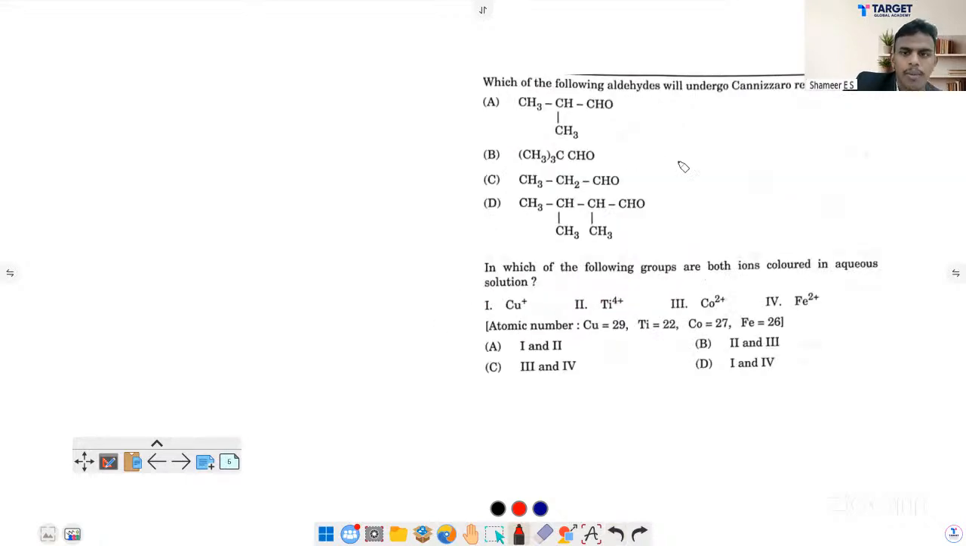Next. Which of the following aldehydes will undergo the Cannizzaro reaction? The Cannizzaro reaction will happen only with those aldehydes which have alpha hydrogen absent.